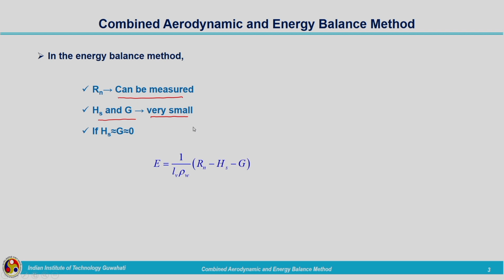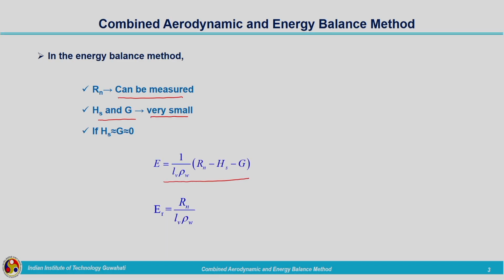The equation derived by the energy balance method is given by this expression: E is equal to 1 by Lv rho w times Rn minus Hs minus G. In this we have neglected the terms Hs and G, and finally we got the expression for evaporation due to net radiation as Rn divided by Lv rho w. The complete detailed derivation of this equation we have seen under the topic of energy balance method.